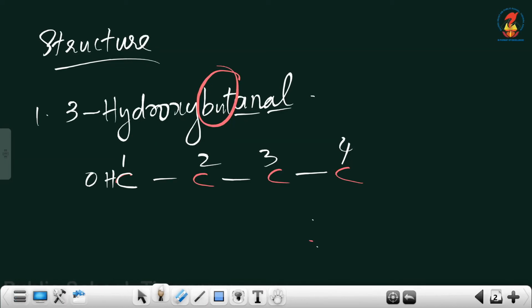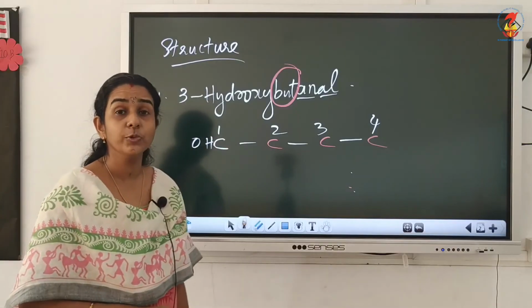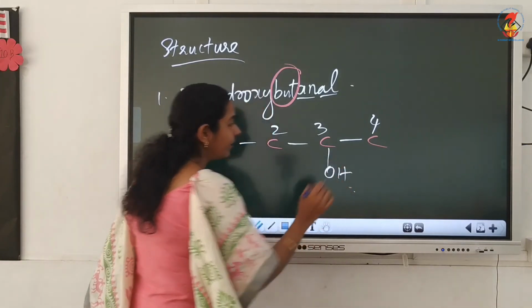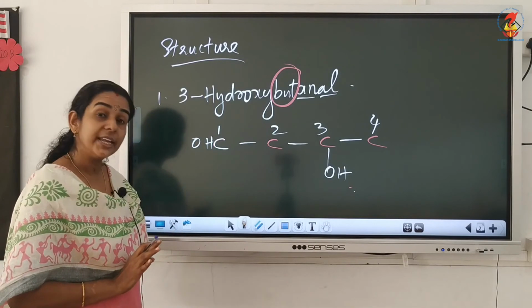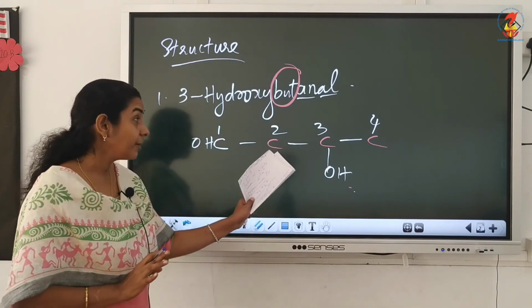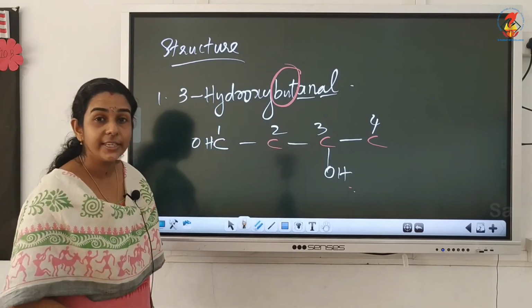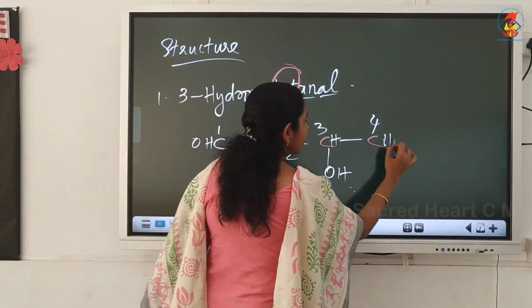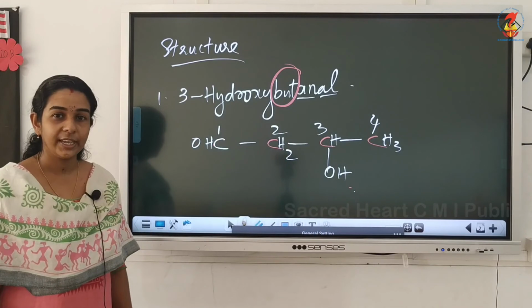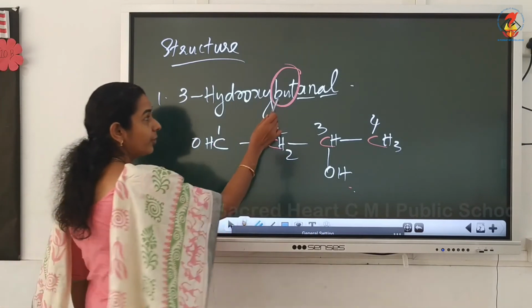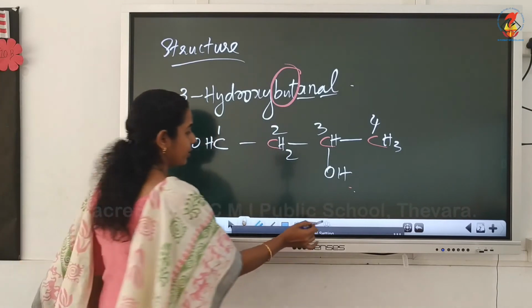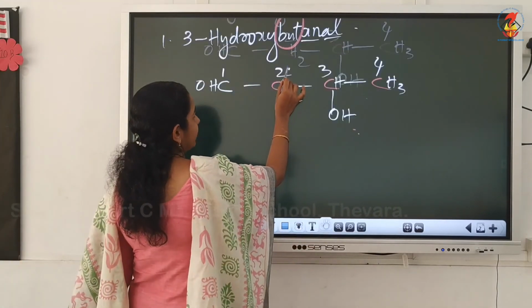Now, write the prefixes. 3-hydroxy. Hydroxy is the prefix that we use for the OH group. So, that is on which carbon? Third carbon. Now, the remaining valencies we have to satisfy with hydrogen. So, CHO, CH2, CH(OH), CH2... it's very simple. Start from the word root, then the suffixes, then write the prefixes, and the structure is finished. So, we will see 2 more examples.